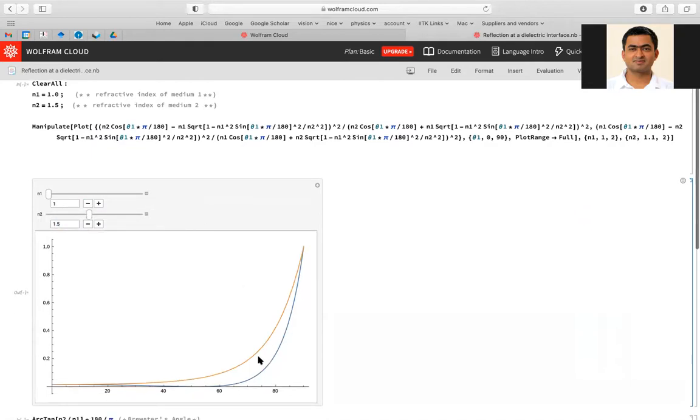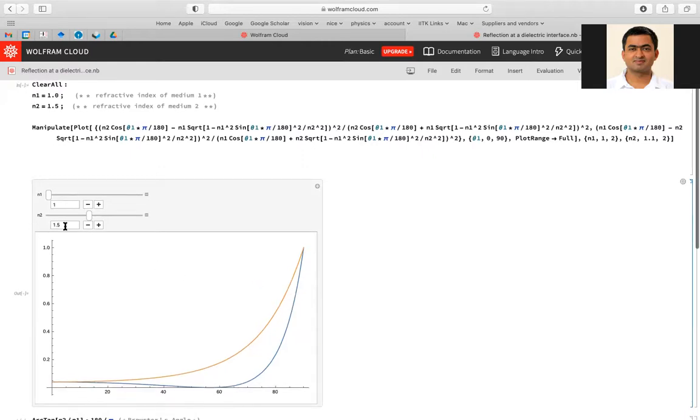This is the typical curve you have. The blue one is the intensity of the P polarized light as a function of the incidence angle. The yellow or orange one is the intensity of the S polarized light as a function of the angle of incidence. Now, if you increase the refractive index from 1.5 to some 1.64, again this separation increases. This also increases a little bit.